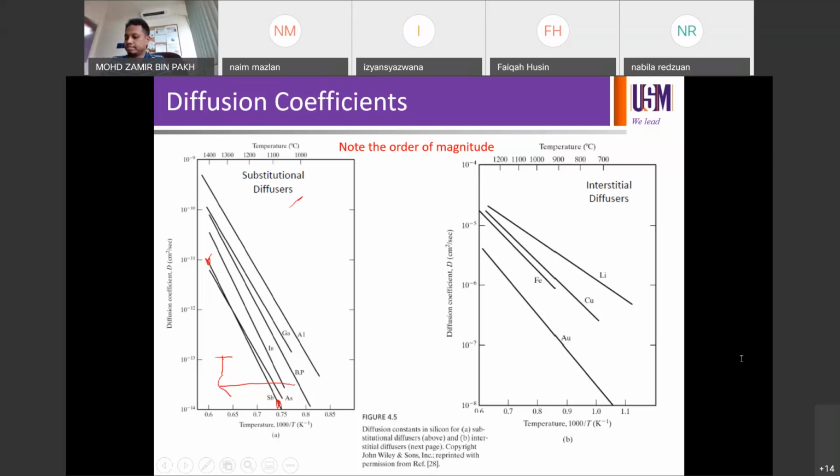Which one is higher than the other one? Which one? Anyone? BP is higher. BP is higher. You mean BP is higher than iron? Naim?